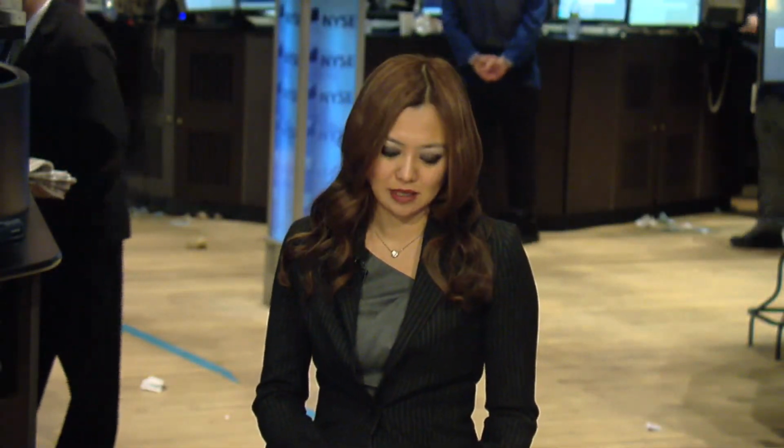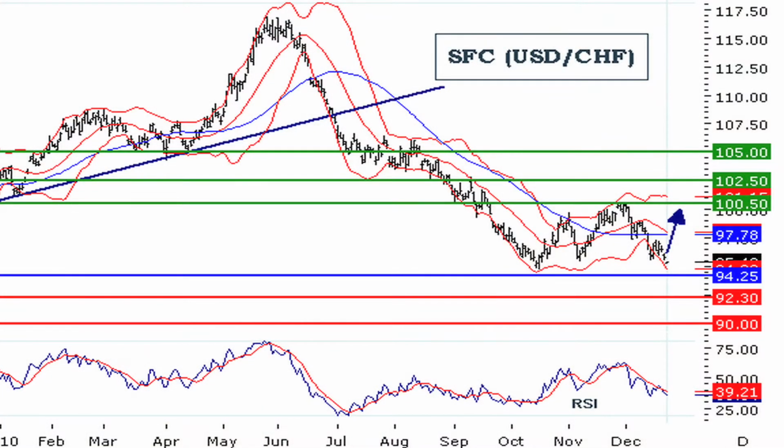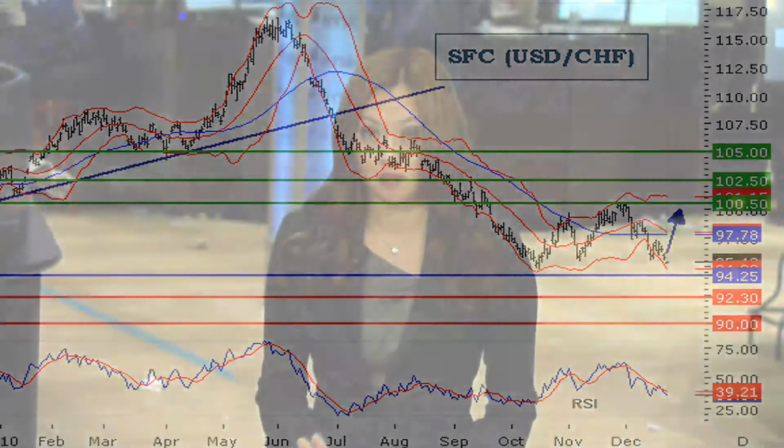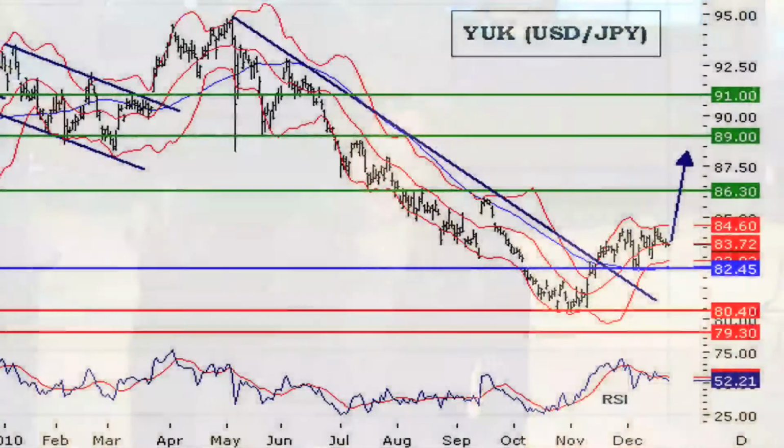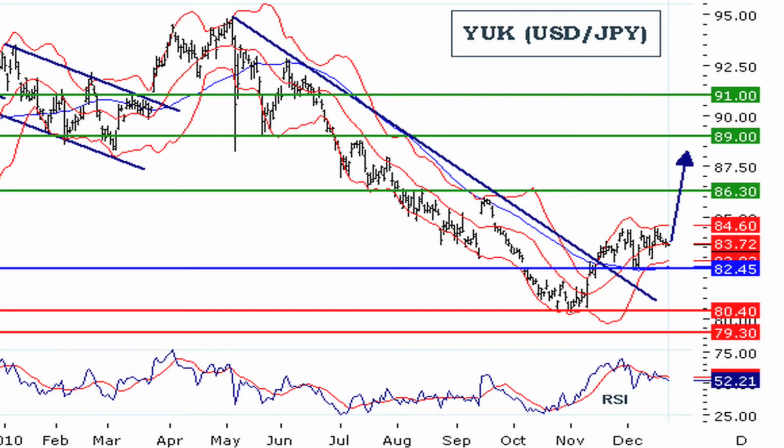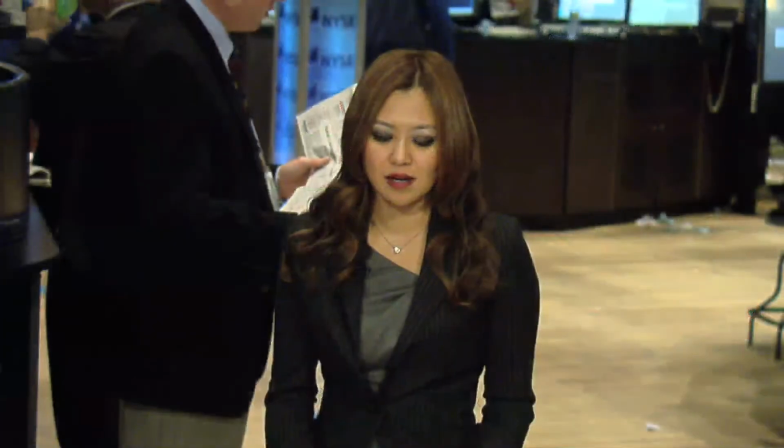Moving on to the SFC, the U.S. currency against the Swiss franc, a rebound is expected. The pair is pulling back on its support right now, and the preference of trading central analysts for the SFC is long positions above 94.25, with targets coming in at 100.50 and 102.50 in extension. Last but not least for this segment, let's take a look at the YUK, the US dollar against the Japanese yen. Now, for that pair, caution is advised. It has rebounded on its support and the RSI is currently mixed to bullish. Therefore, the preference of trading central analysts for the YUK is long positions above 82.45, with targets coming in at 86.30 and 89 in extension.